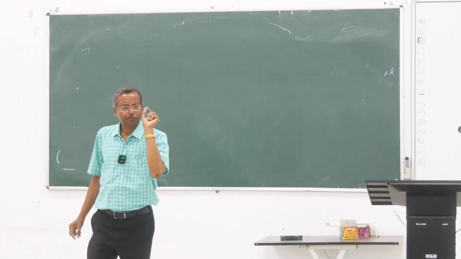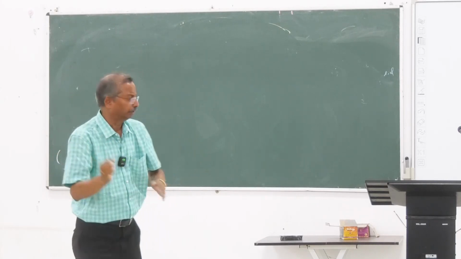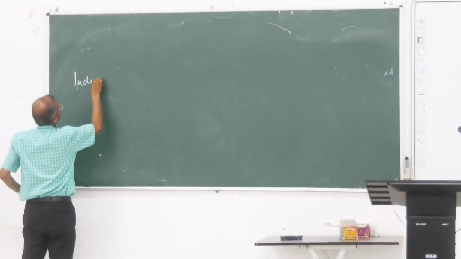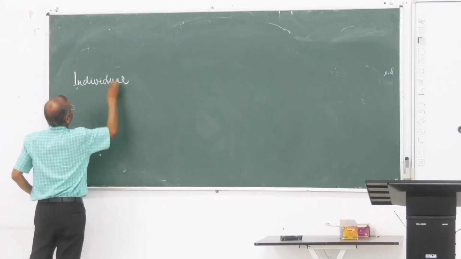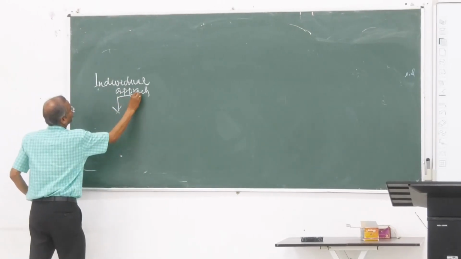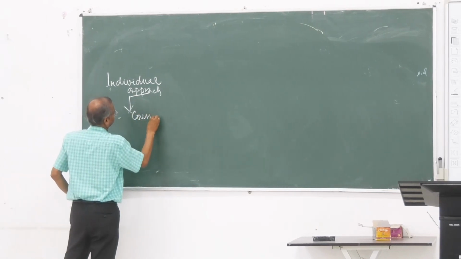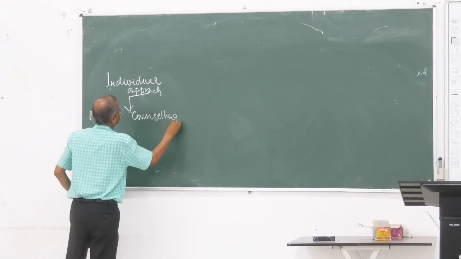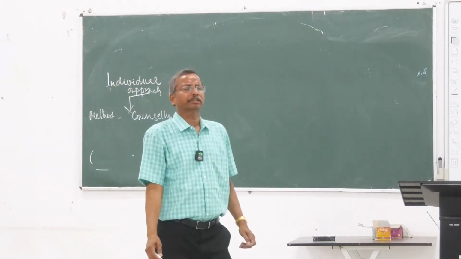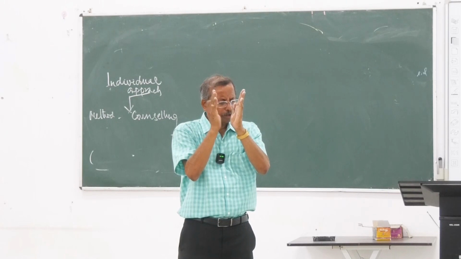Usually there are 3 approaches. Again I am repeating: individual level, family level, and community level. In the individual approach, what is the method? This is the approach. The method is counseling.